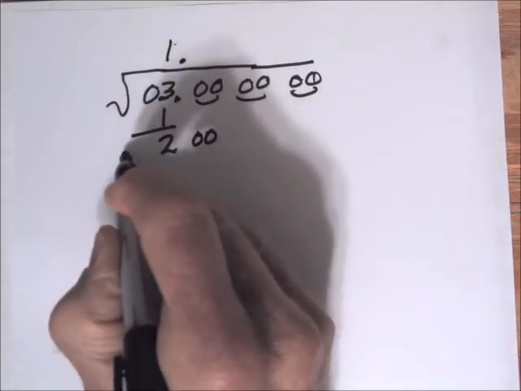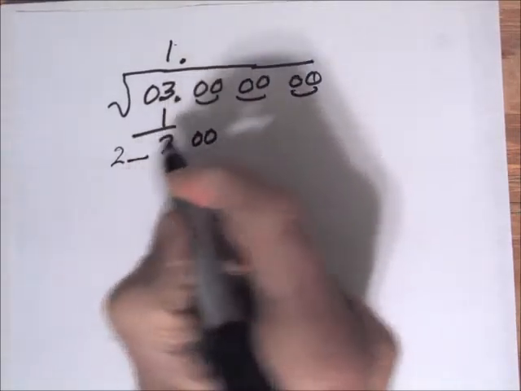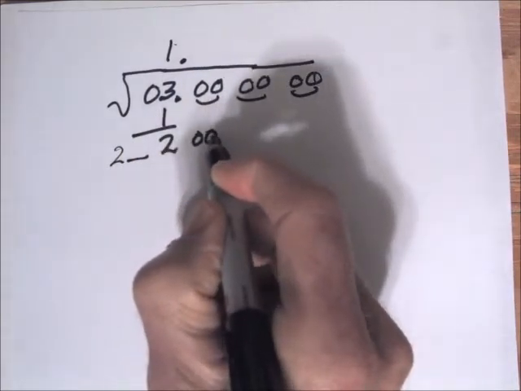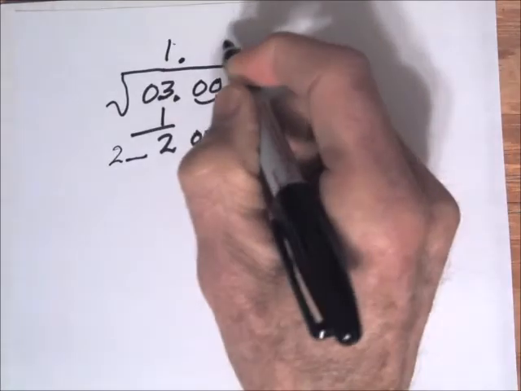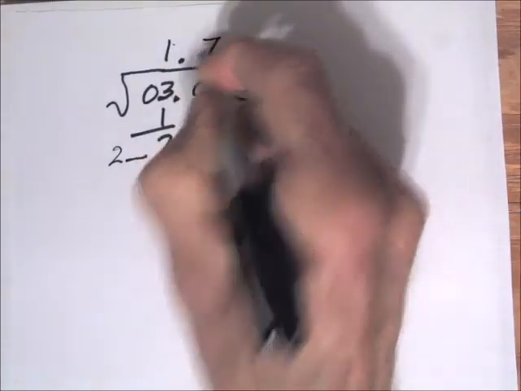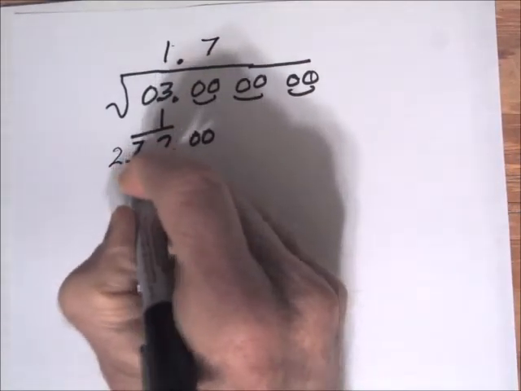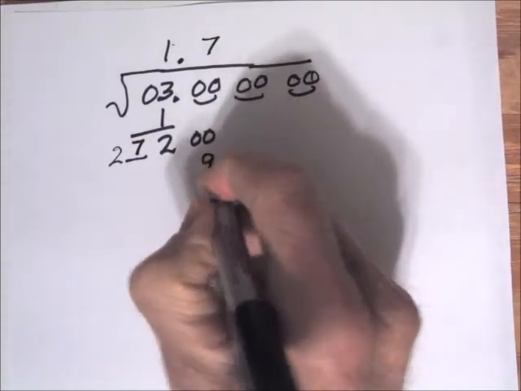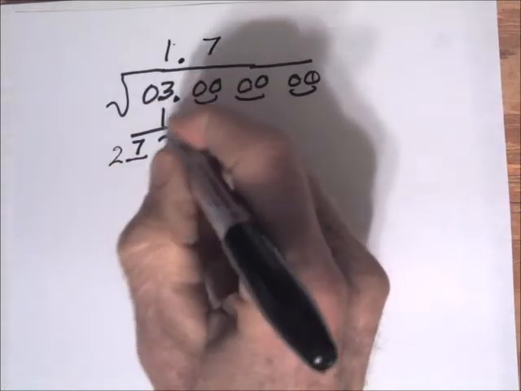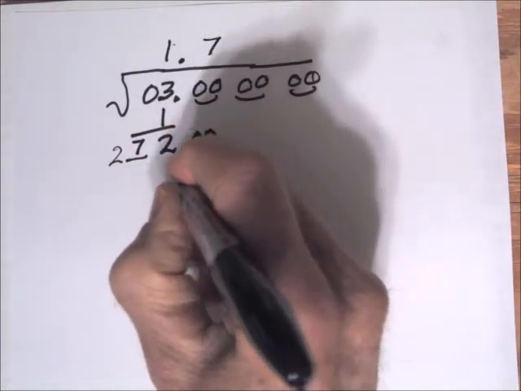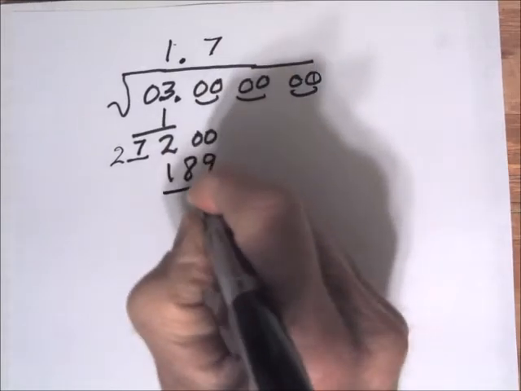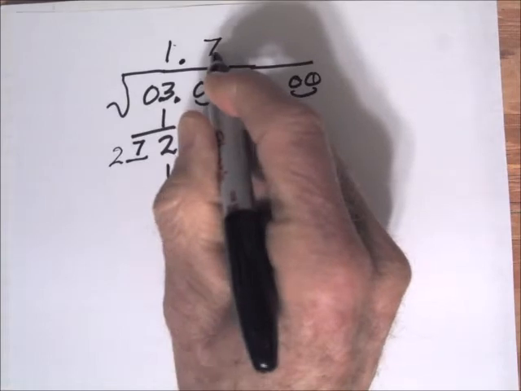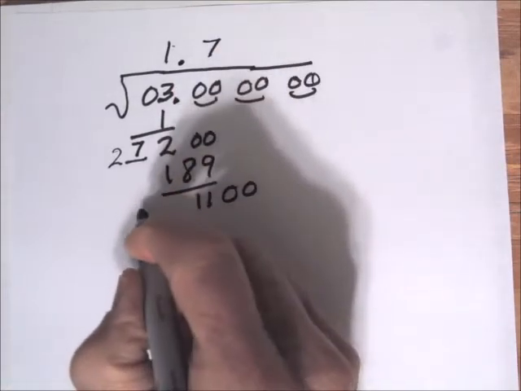And then we add an extra spot here. And we want 20-something divided into 200. And so I'm going to estimate 7. Whatever goes on top has to go here. And then you multiply. So 7 times 7 is 49. Carry the 4. 7 times 2 is 14. And 4 is 18. And then you have remainder 11. Bring down 2 zeros. We double the number on top again. So it's twice 17 is 34.